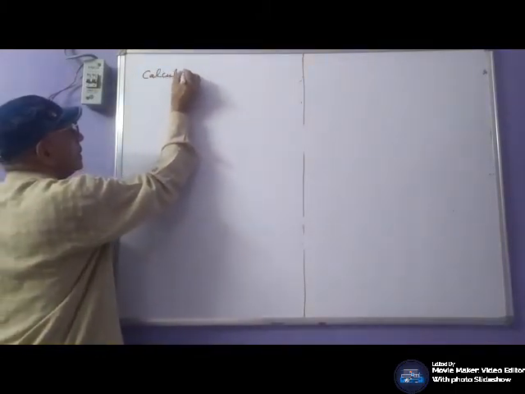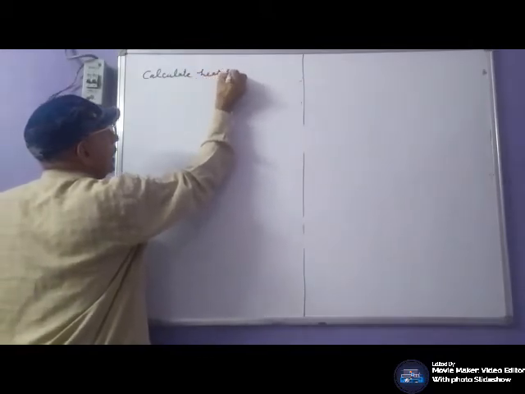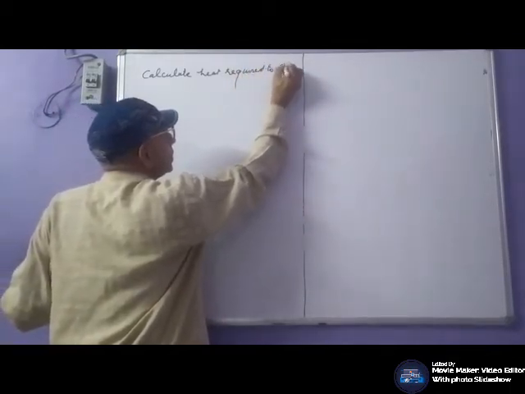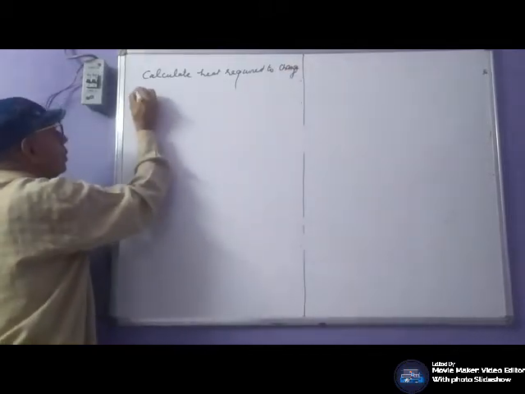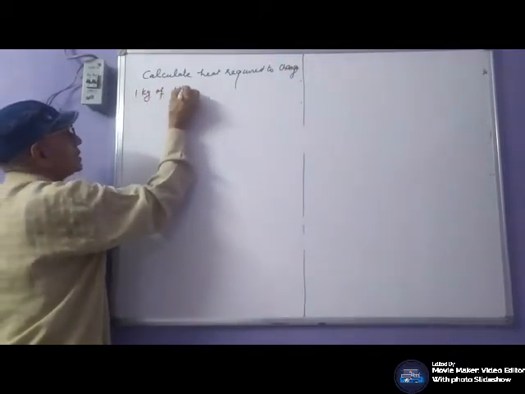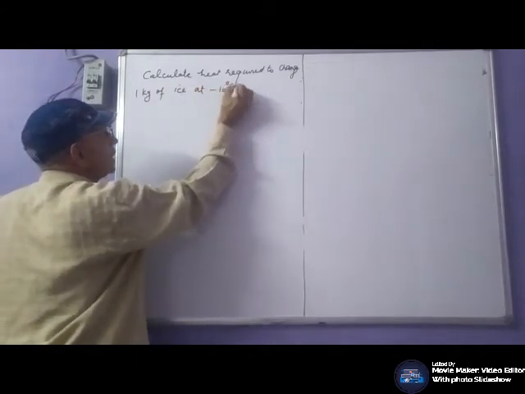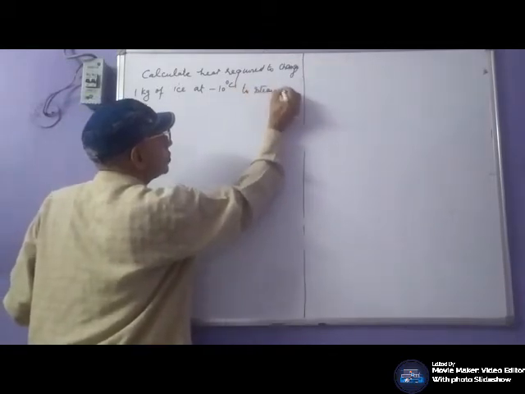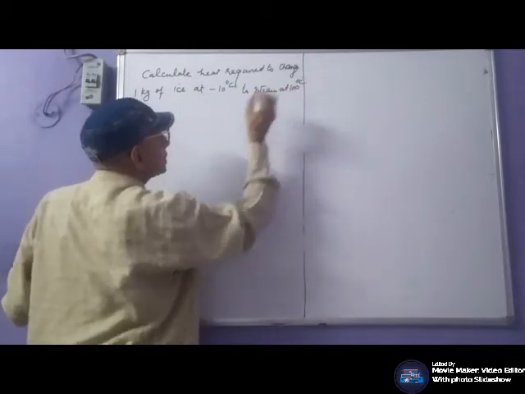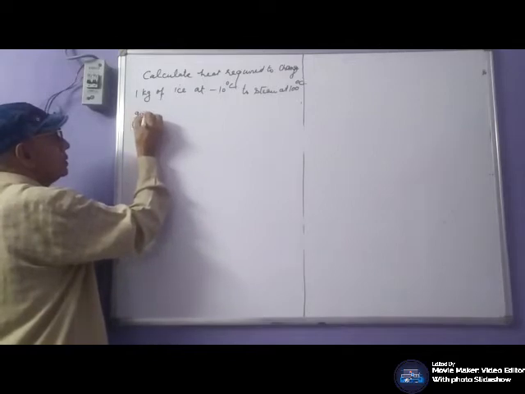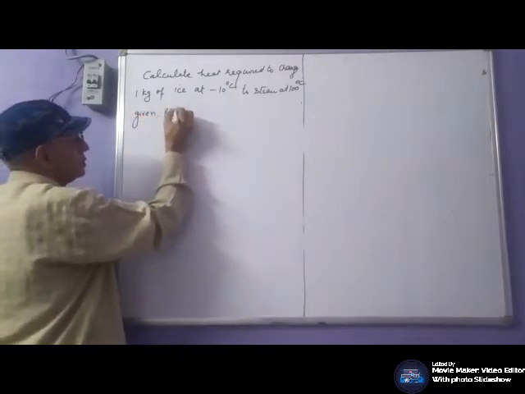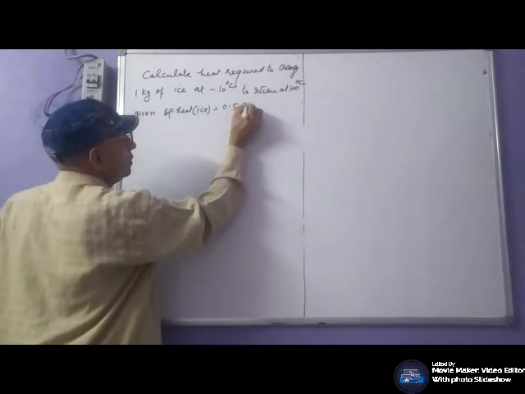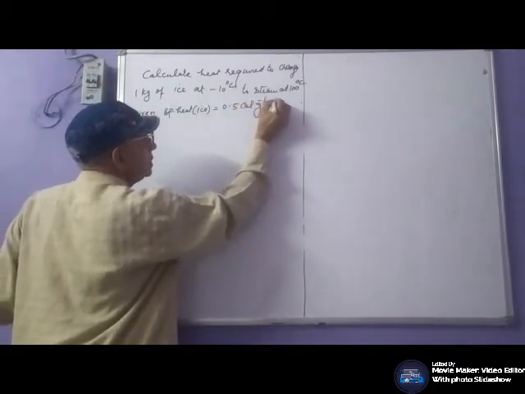Calculate the heat required to change 1 kg of ice at minus 10 degrees Celsius to steam at 100 degrees Celsius, given specific heat of ice 0.5 calorie per gram degrees Celsius inverse.